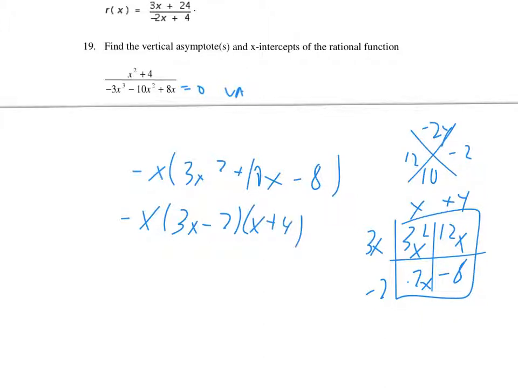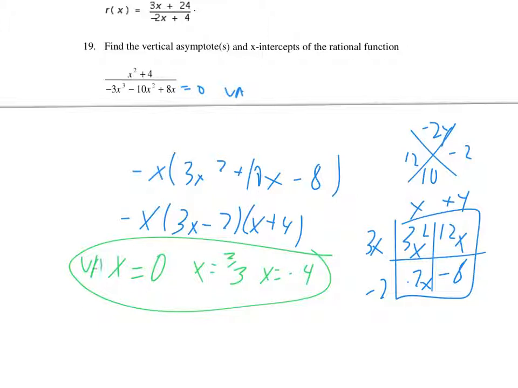And so then that would mean that we have 3 vertical asymptotes, one at 0, one at 2/3, and one at negative 4 for our vertical asymptotes. For x-intercepts, we'd set the numerator equal to 0, so that would mean that x squared equals negative 4, and we square root that, and x equals plus or minus 2i.